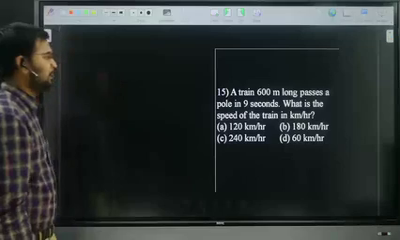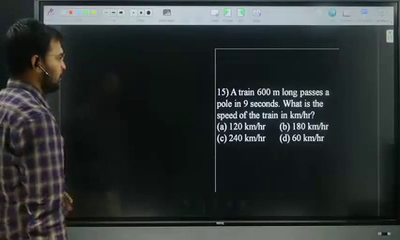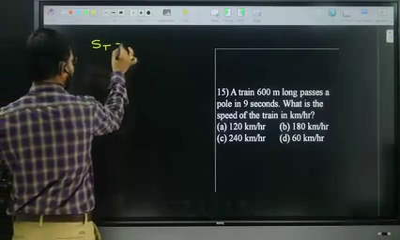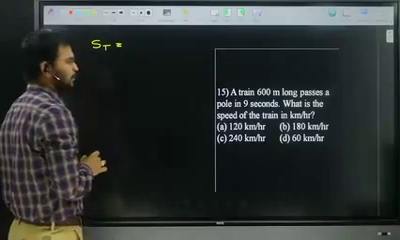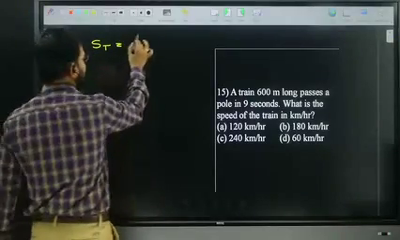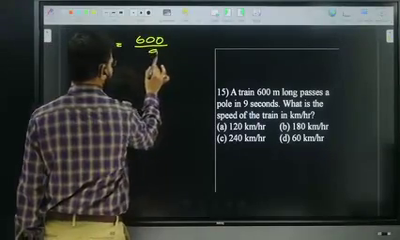A train 600 meters long passes a pole in 9 seconds. What is the speed of the train in kilometer per hour? Simply, they are asking the speed of the train. Speed of the train is nothing but, whenever a train passes a pole, distance, that is the length of the train, divided by time. The length of the train is how much? 600 meters. 600 meters by 9.